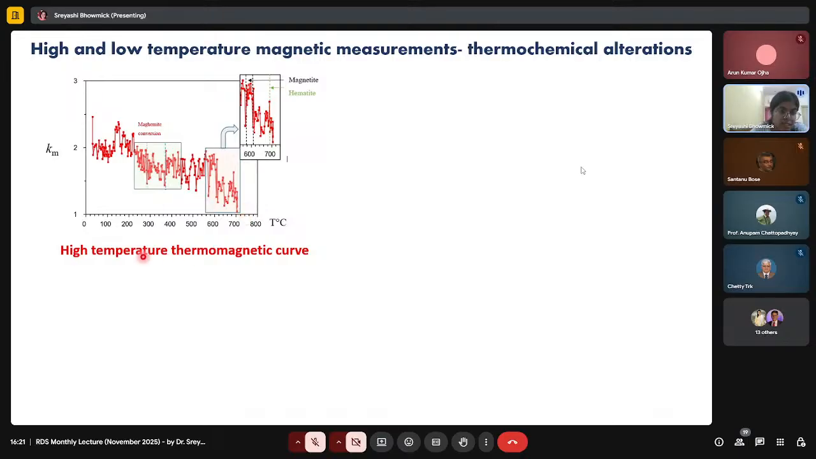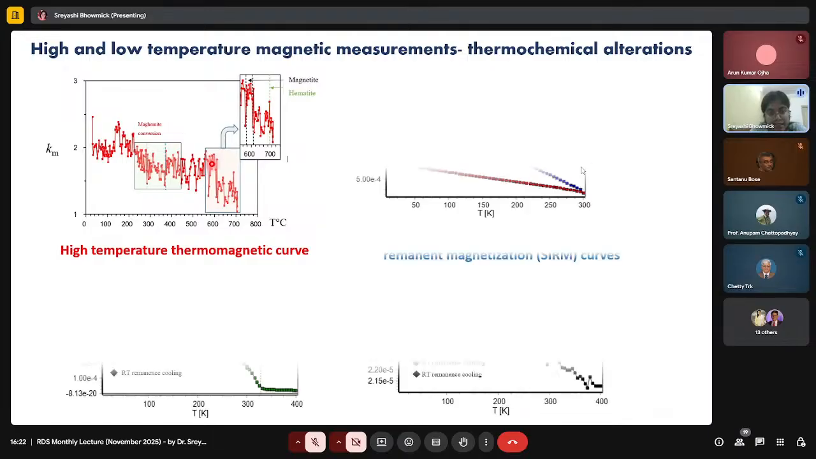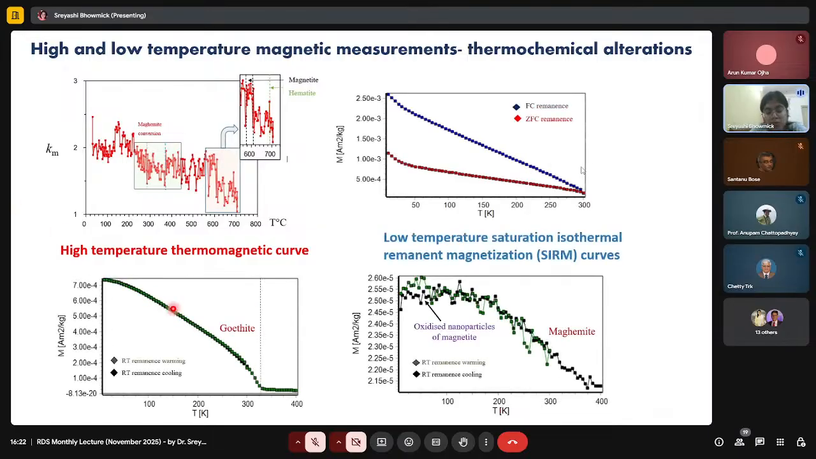In addition to this, when we increase the temperature, there can be some secondary reactions which can cause an alteration in the primary magnetic phase, and it can generate a secondary magnetic phase. So here we can see the presence of magnetite, hematite, and maghemite in small amounts, but this is not very conclusive. So in that regard, we had to perform some low temperature studies.